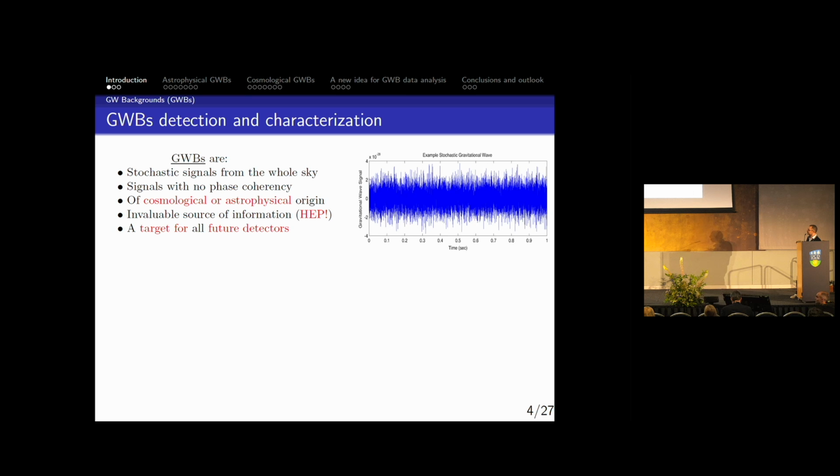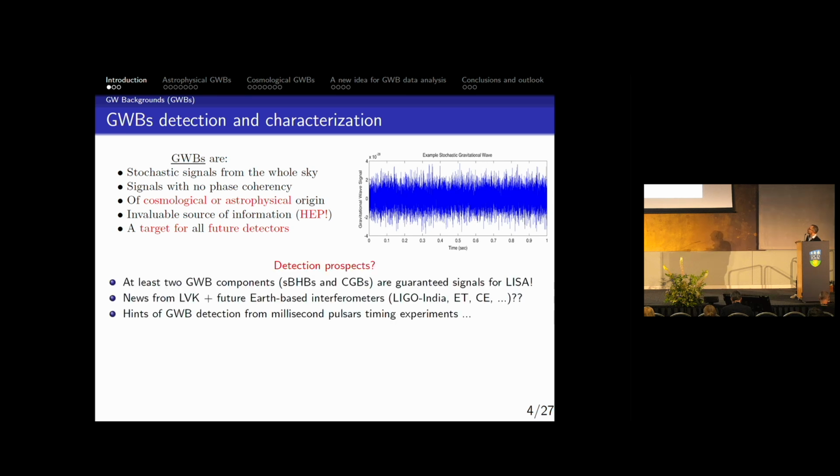In either case, we can learn a lot out of these, and that's why they are targets for future detectors, including LISA. Actually, for LISA, 2 components at least are guaranteed, which are the stochastic background from stellar origin black holes and the one from compact binaries in our galaxy. In principle, you can have in the next years news from LVK detectors, or at least we already start to have some evidence coming from PTA, as was mentioned in the previous talk. So it's quite an exciting field, I think.